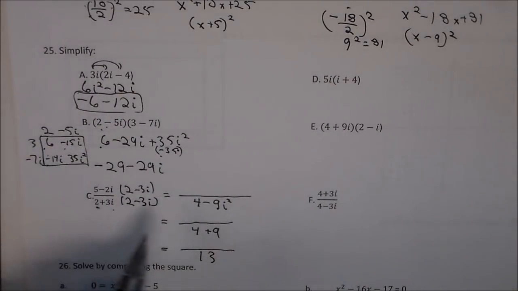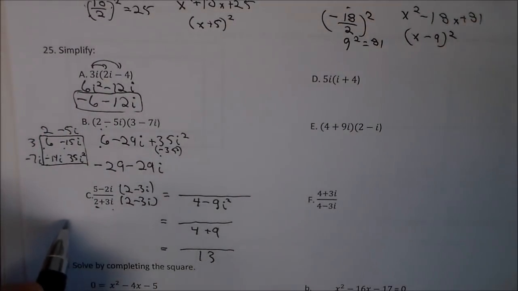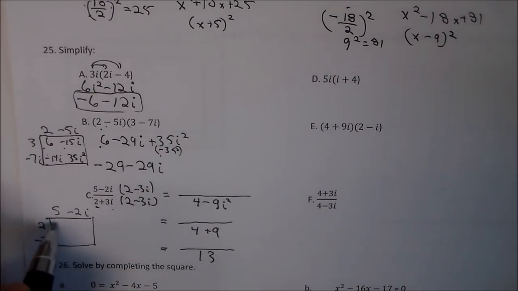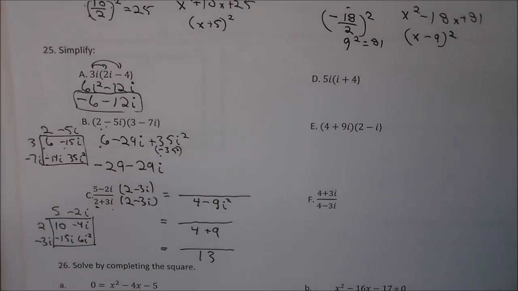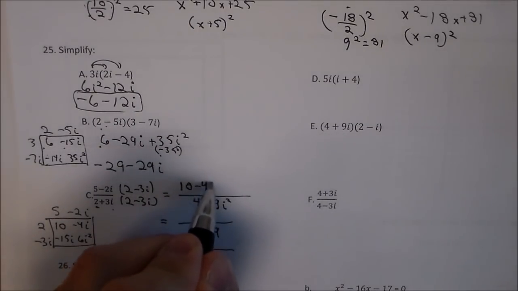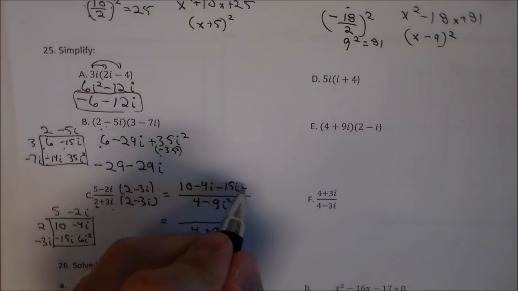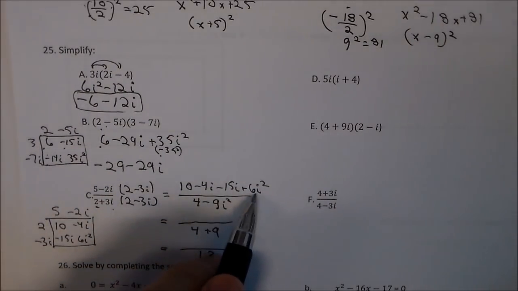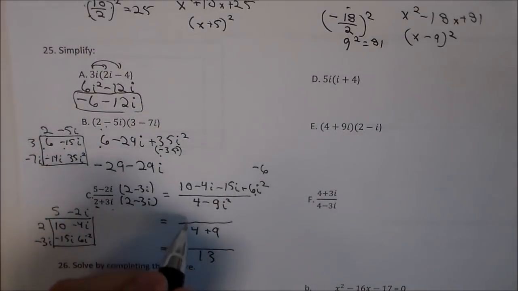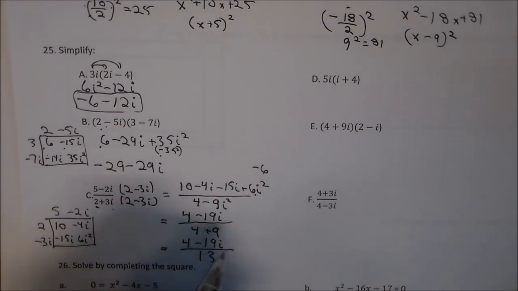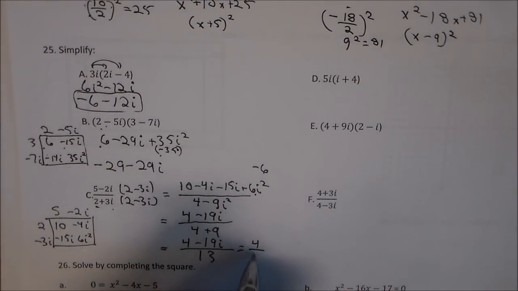Now we have to go back and we have to multiply out on the numerator. Now that's multiplication like we just did in part B. So we're going to go 5 minus 2i, 2 minus 3i. We have 10 minus 4i, negative 15i, and 6i squared. So 10 minus 4i minus 15i plus 6i squared. 6i squared is going to become negative 6, so 10 and negative 6 is 4, and negative 19i. So we write as 4 minus 19i over 13, or in the complex form, it would be 4 over 13 minus 19 over 13i.